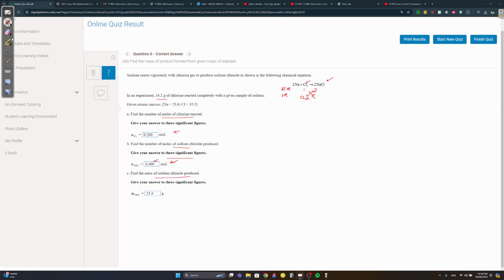Find the mass of sodium chloride. Again, you have to use n equals m over M. We know the moles is 0.4. The molar mass of NaCl is 35.5 plus 23, which is 58.5.